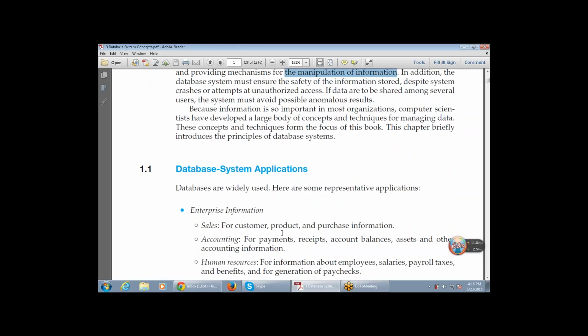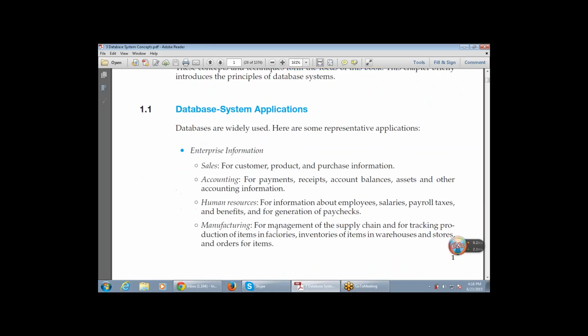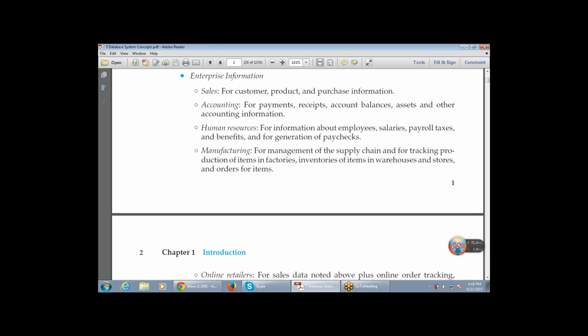So the first application in which the database management system is used is enterprise information. That is, it is used in enterprises for various purposes, like the sales department, the accounts department, the human resource department, and the manufacturing department. So these are the various departments by which the enterprise uses the database management system, that is, the DBMS.